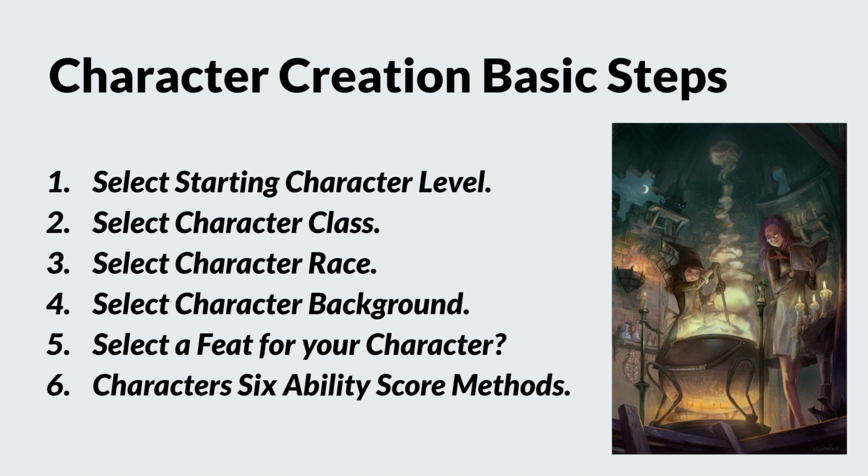Determine the character's 6 ability scores with one of the methods approved by your dungeon master. We talked about that. That's the point buy system, standard array, or are you rolling? And you'll find the information on how those systems work in the player's handbook on page 12 to 13.